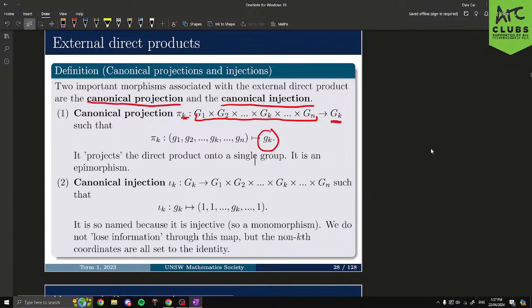For example, if I have 1, 1, and so on up to, and then the kth element is gk, and then everything else is 1, then this would get mapped to gk for every k you choose. And then for the canonical injection, this takes some element, it does essentially the reverse. I take one group and then I map it to the direct product, external direct product. So I take, for example, gk, and then I inject that into the kth component. Okay, it's named the injection because it is injective, which also should be fairly easy to show.